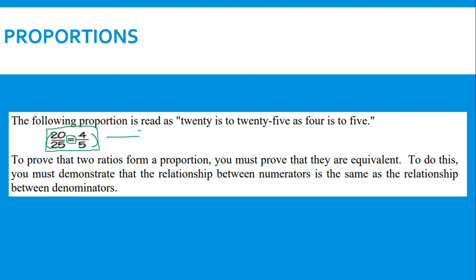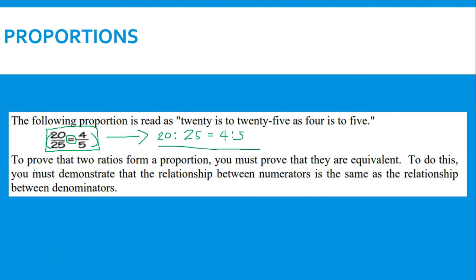Then if we're going to change that one to colon form, mao ni siya 20 is to 25, then mag equals ka, then 4 is to 5. Ang pagbasa sa proportion in colon is just the same sa fraction. Okay? So ang basa gyapon niya is 20 is to 25 as 4 is to 5.